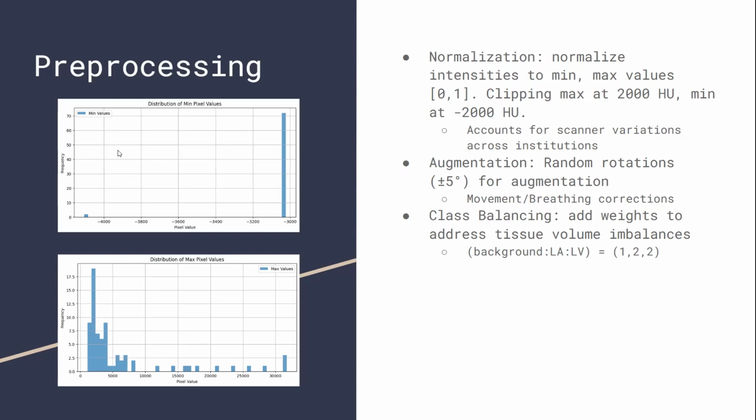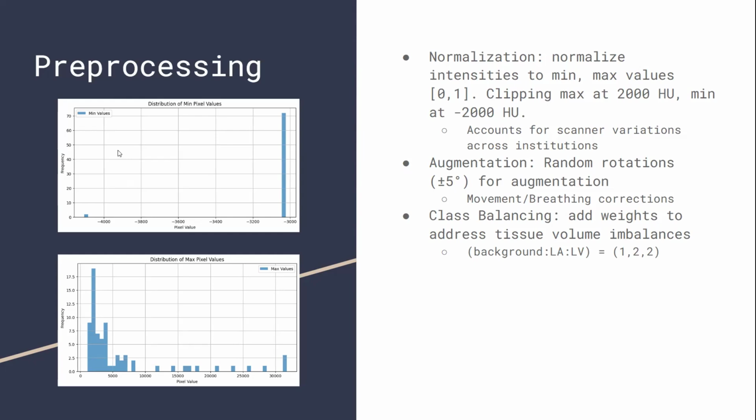So we found that rotations were the best augmentation in order to replicate this. To try and show the movement or breathing corrections during these scans, we decided to incorporate random rotations of plus or minus 5 degrees.